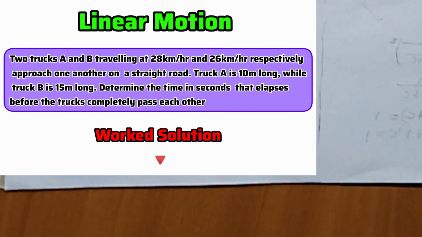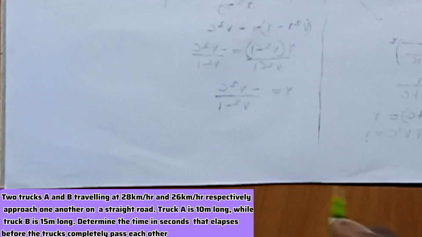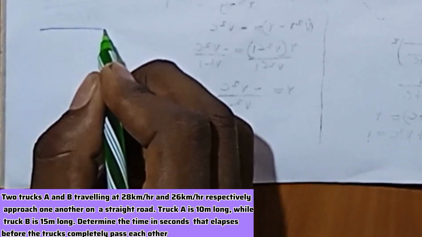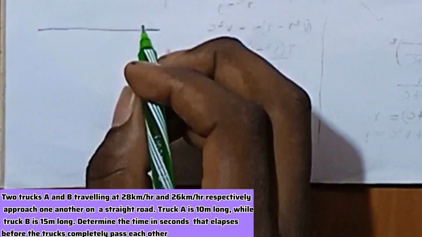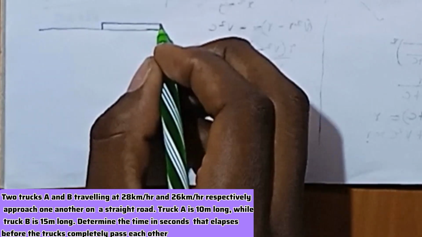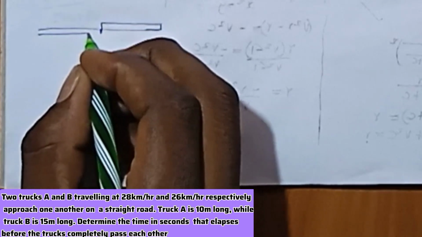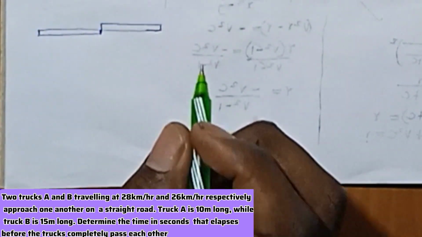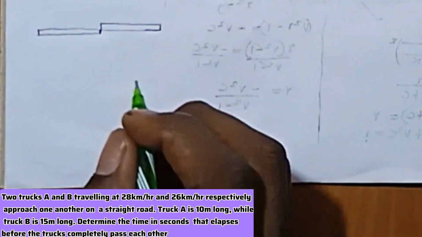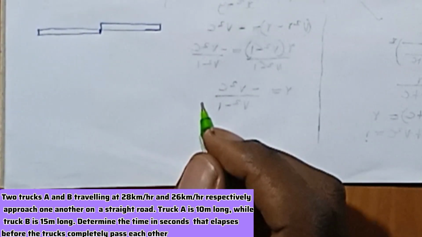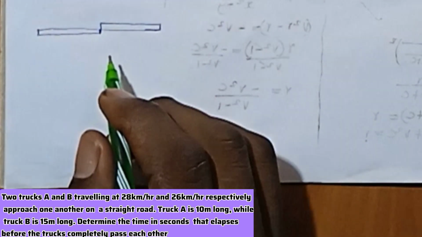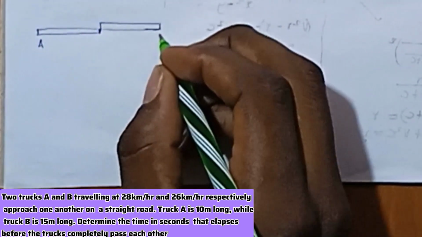So we are going to start by writing what we have. What we are given in the question is two trucks, A and B. Let's say this is the first truck and the other truck is this one. So they are going in the opposite direction. This is truck A and this is truck B.